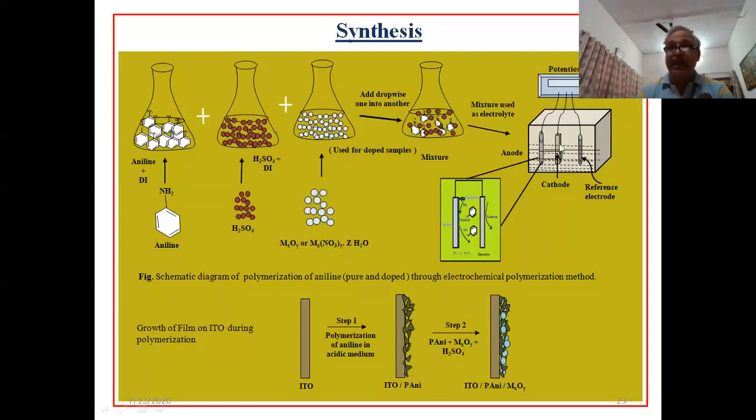And this is the cathode, which is a platinum mesh, and this is the reference electrode, which is AgCl. We get the film on this anode. When we dope it, we again use these two solutions and add the doping solution to this. We get the doped film on the electrode.